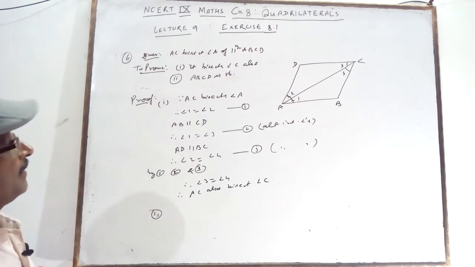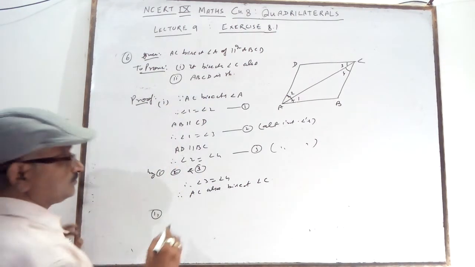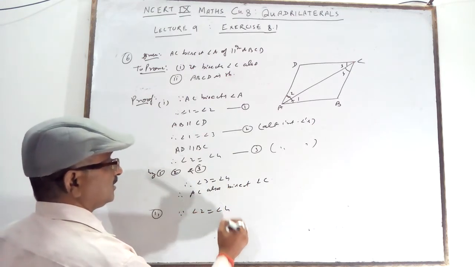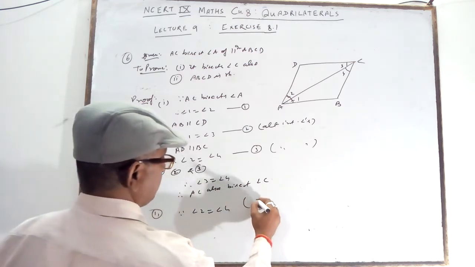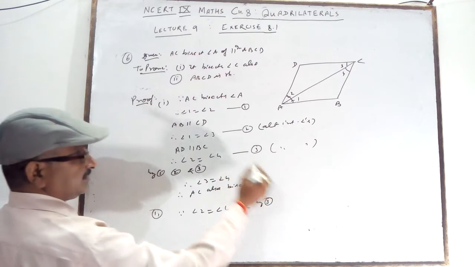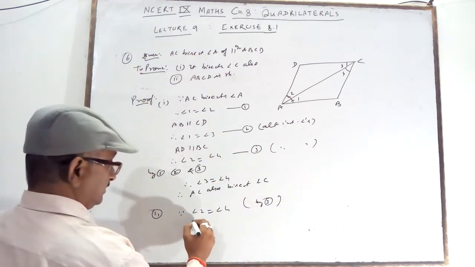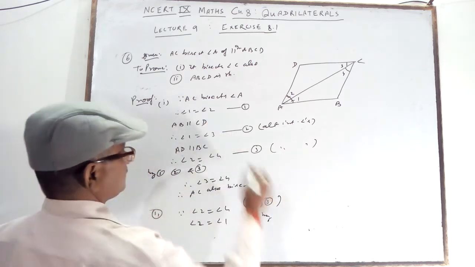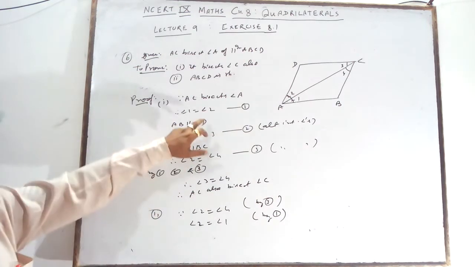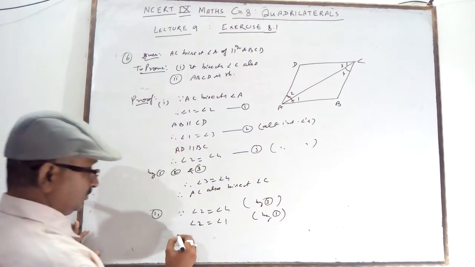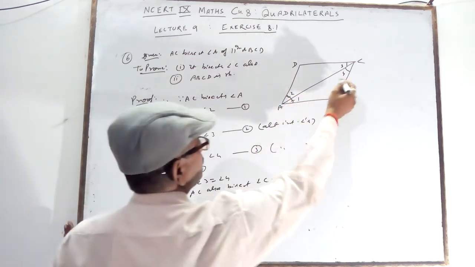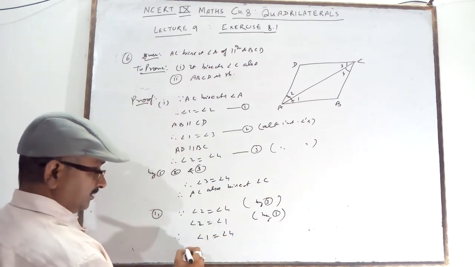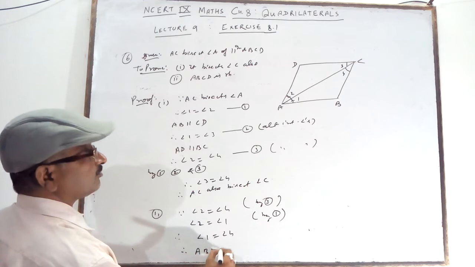Second part. You want to prove it is a rhombus. Because angle 2 is equal to angle 4 by the third equation, you have already proved alternate. Angle 2 is equal to angle 1 because of the first equation. So, therefore, 2 is equal to 4 and 2 is equal to 1. So angle 1 is equal to angle 4. Therefore, AB is equal to BC.